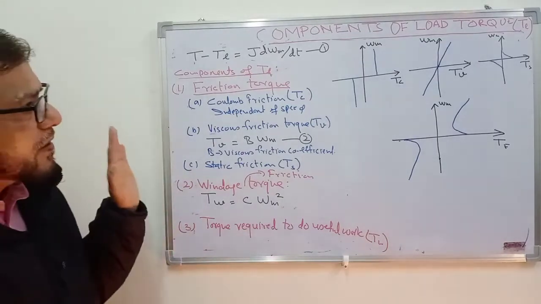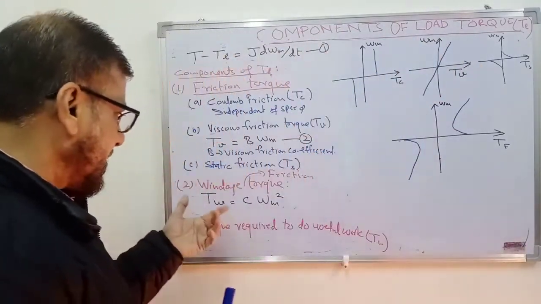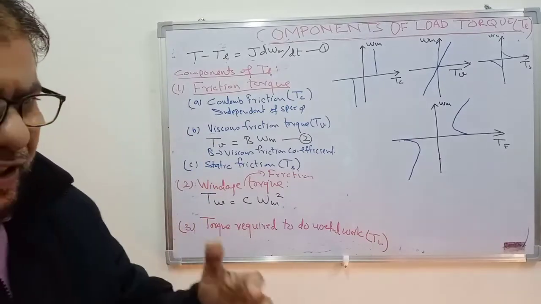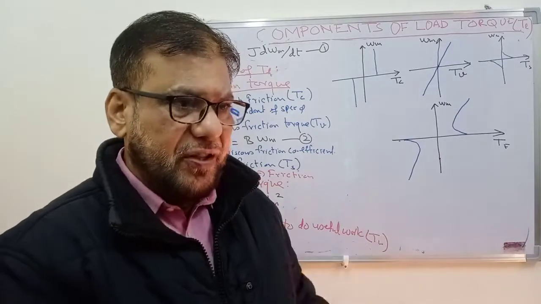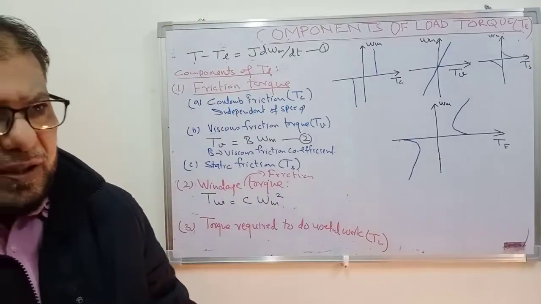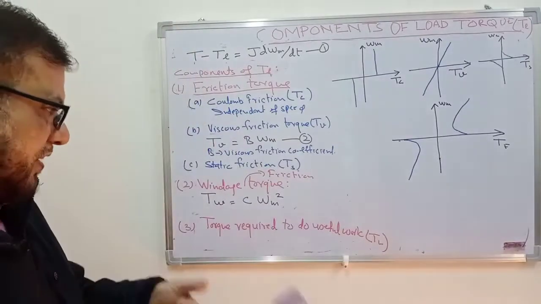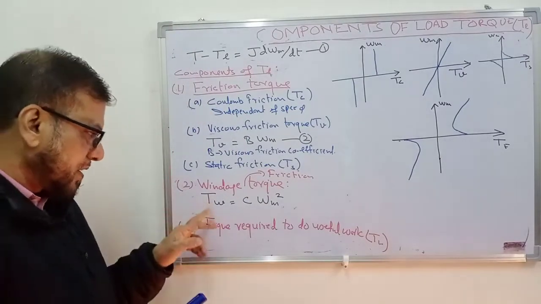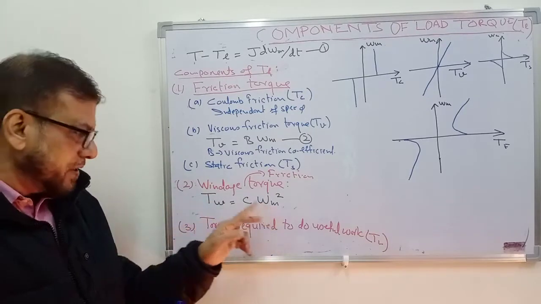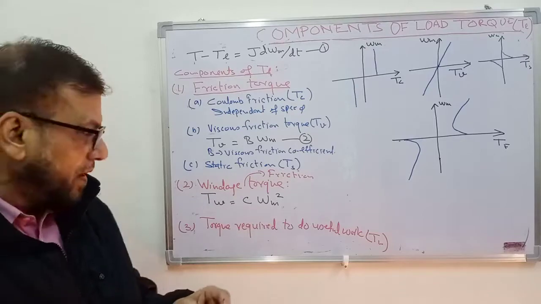The second component of load torque that the motor has to overcome is the wind friction torque. When the motor rotates, it has to overcome the wind friction. The wind opposes the motion. Higher the speed, more will be the opposition of the wind. So this wind friction torque is proportional to square of the speed. So Tw is equal to C omega m square.